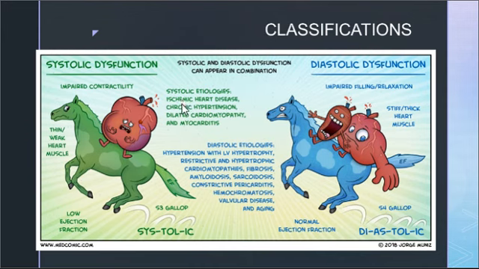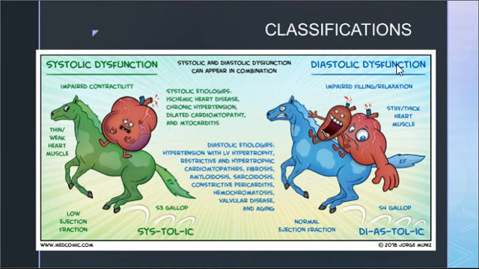Systolic etiologies: ischemic heart disease, chronic hypertension, dilated cardiomyopathies, and myocarditis. The left ventricular wall, or the ventricular wall on either side, is thin and weak heart muscle, so they have a low ejection fraction.